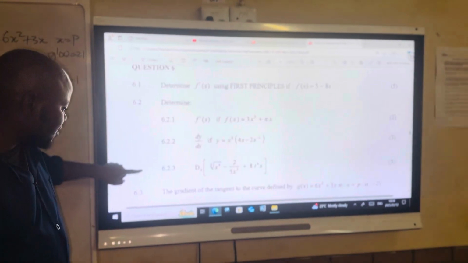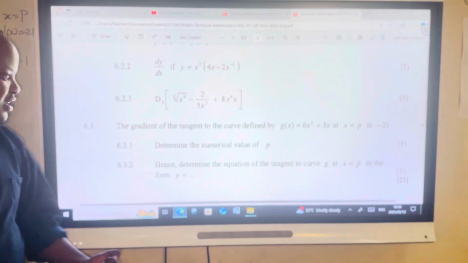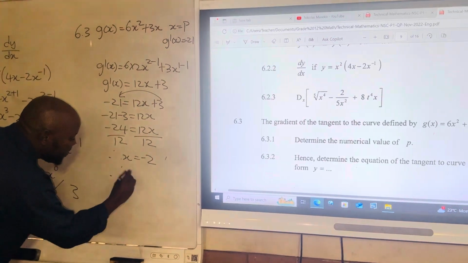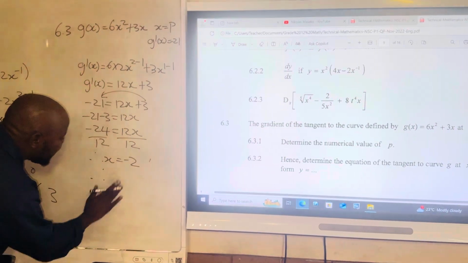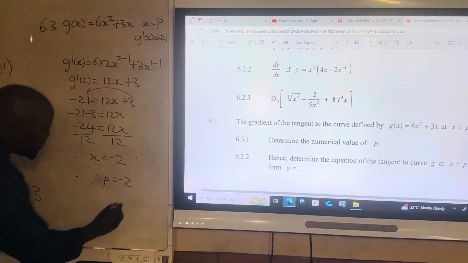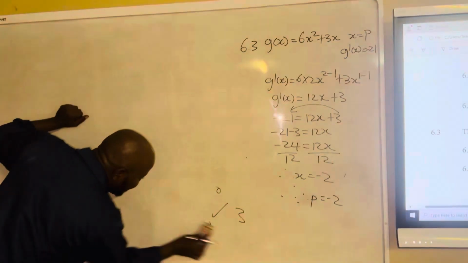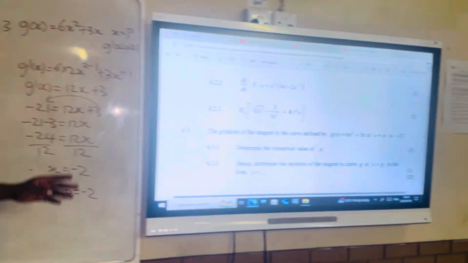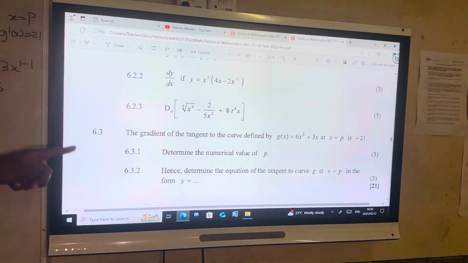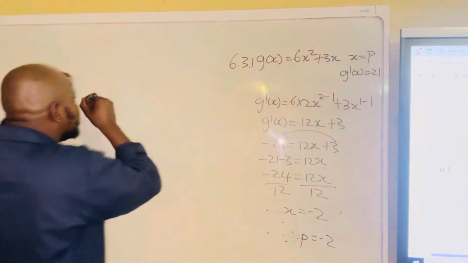Now, the first question says determine the numerical value of p. We have just started with the numerical value of p. Since x is equal to p, and x is equal to negative 2, therefore p is equal to negative 2 now. So let's wipe this side now. The following question says, hence determine the equation of the tangent to the curve of g at x equal to p, in the form of y equal to this one.